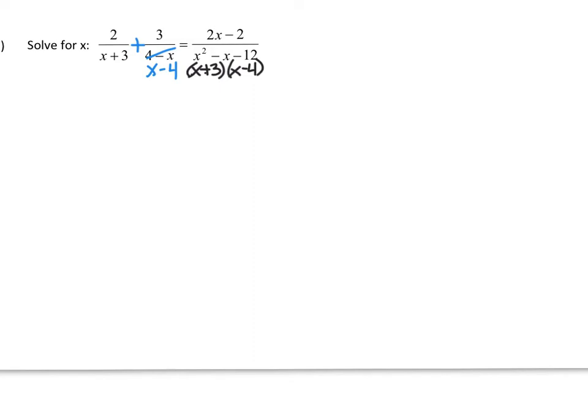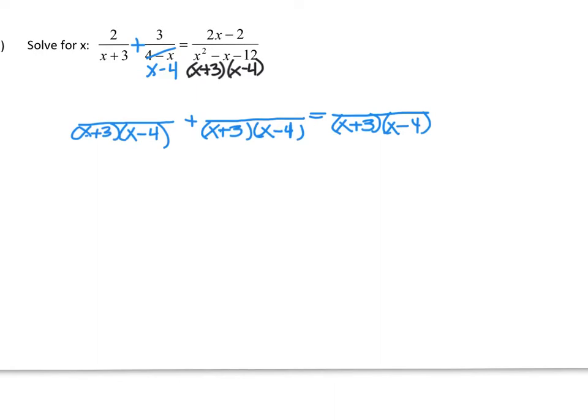Okay, so now here's our problem. Now I think you can all see at this point the common denominator is going to be x plus 3 times x minus 4. If a factor is included in any of the denominators, you need to include it in the common denominator. So what I did was I rewrote each of these fractions with the common denominator of x plus 3 times x minus 4. And I brought this down as an addition sign.